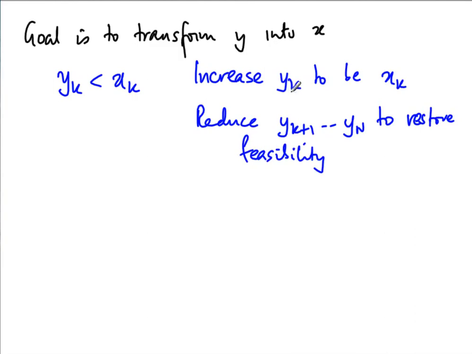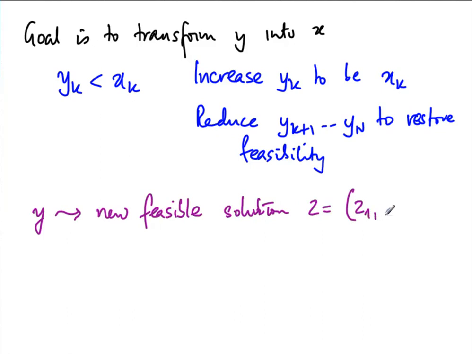Now you know that before that everything was the same as x. So the part that is missing in yk must be after k, and you just reduce it. Now it's not exactly important how you reduce it, but you reduce it in such a way that the total weight comes back to n. So what we have done in this process is that we have taken our solution y and transformed it into a new feasible solution, feasible in the sense that the knapsack is full, which we can call z, which in terms of coordinates is z1 up to zn.